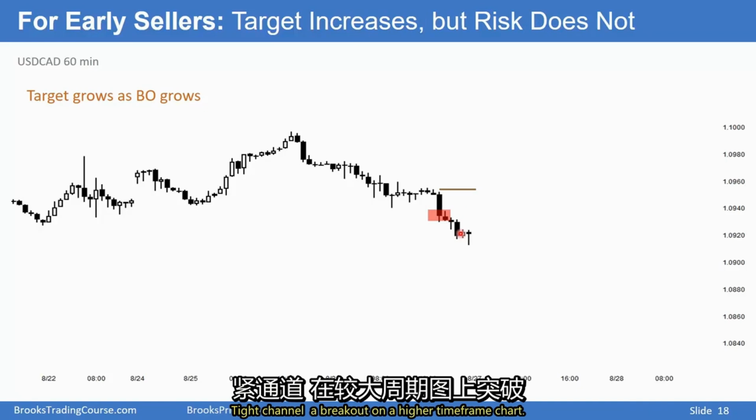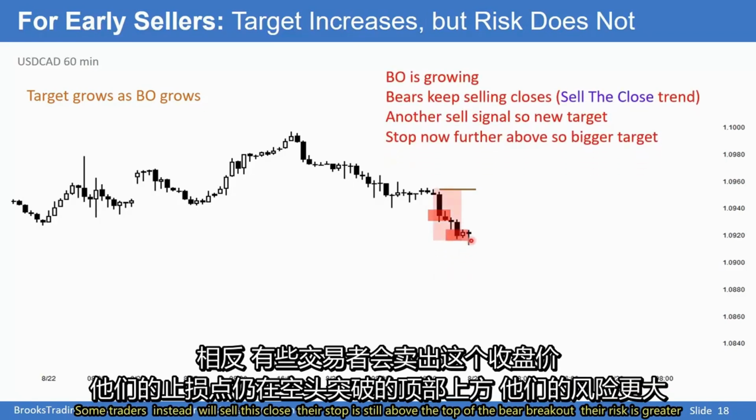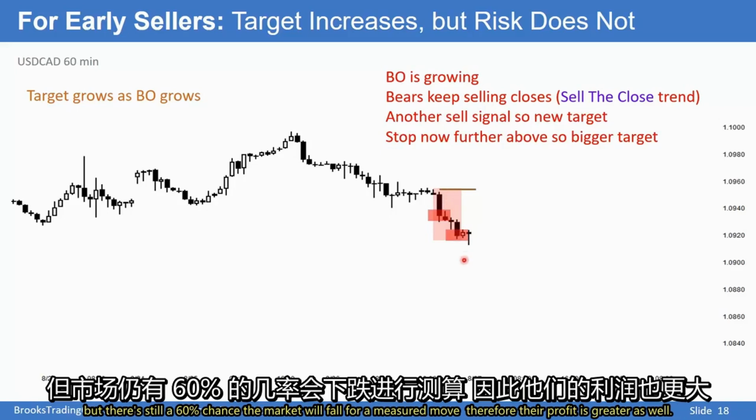Tight channel, a breakout on a higher time frame chart. Some traders instead will sell this close. Their stop is still above the top of the bear breakout. Their risk is greater, but there's still a 60% chance the market will fall for a measured move. Therefore, their profit is greater as well.